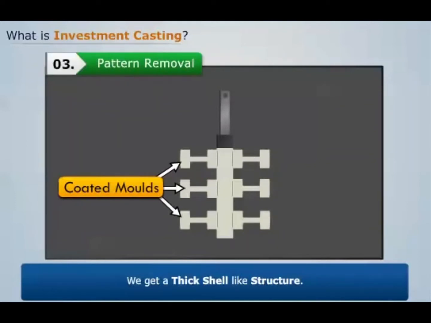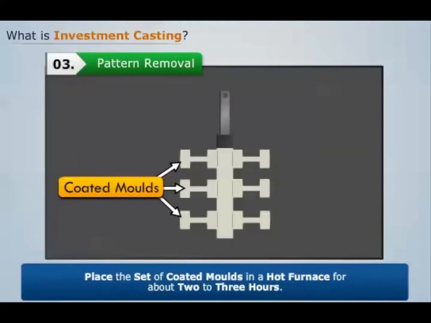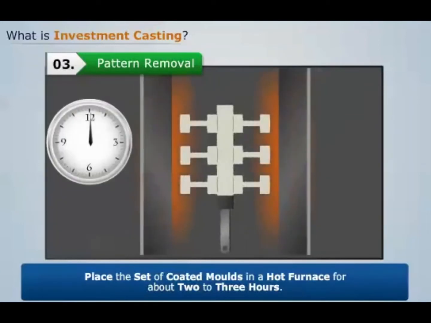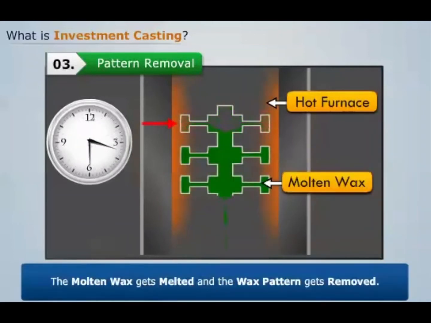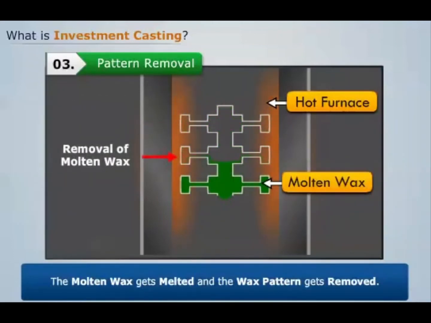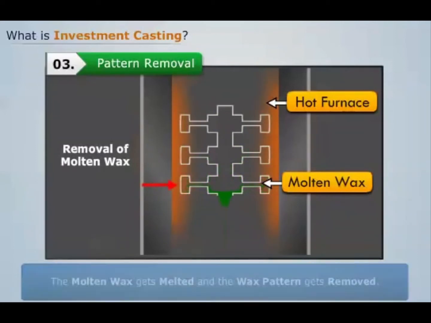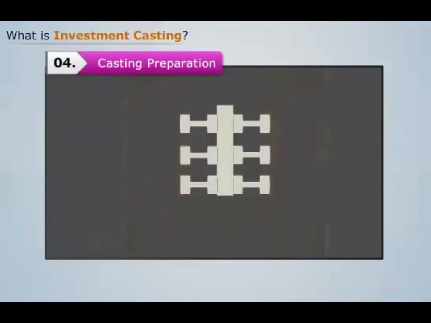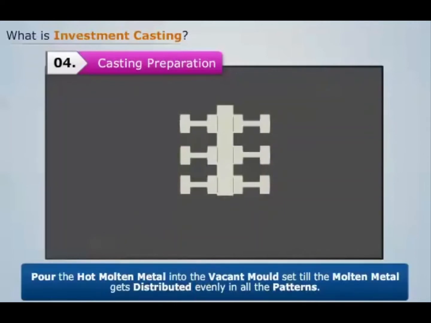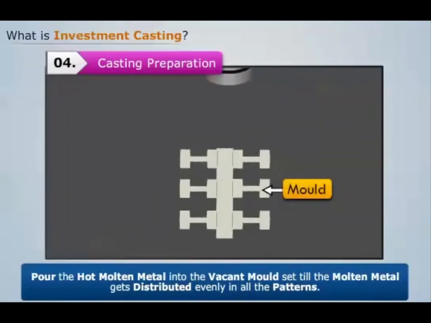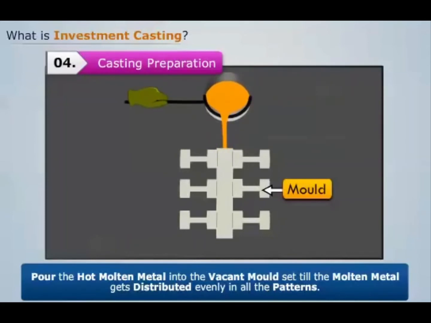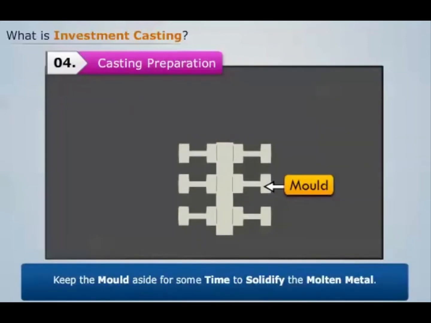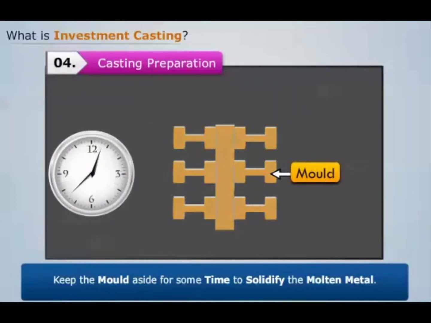The next step is pattern removal. For this, place the set of coated molds in a hot furnace for about 2 to 3 hours. As a result, the molten wax gets melted and the wax pattern gets removed. The next step is casting preparation. For this, pour the hot molten metal into the vacant mold set till the molten metal gets distributed evenly in all the patterns. Then keep the mold aside for some time to solidify the molten metal.